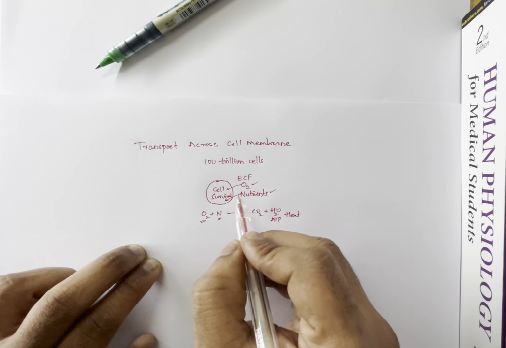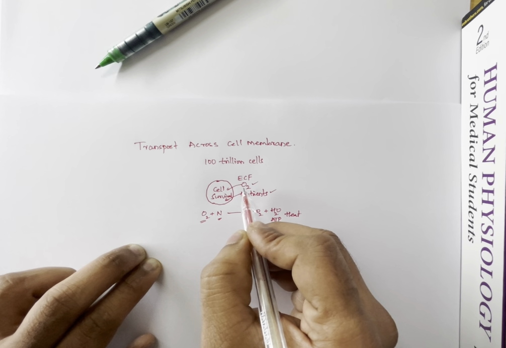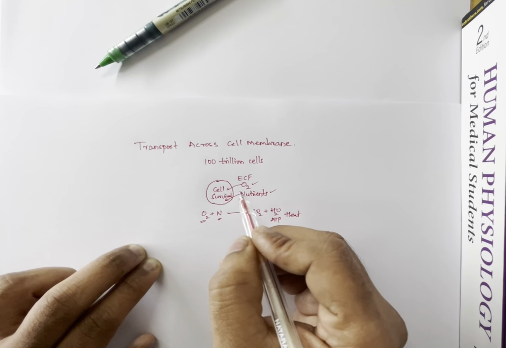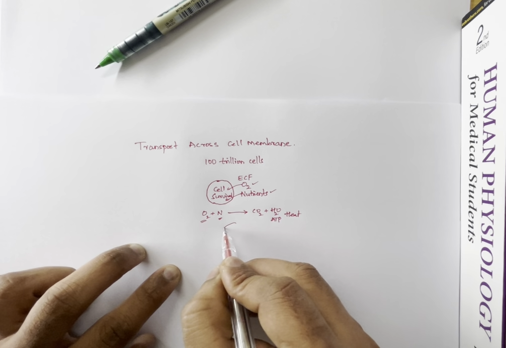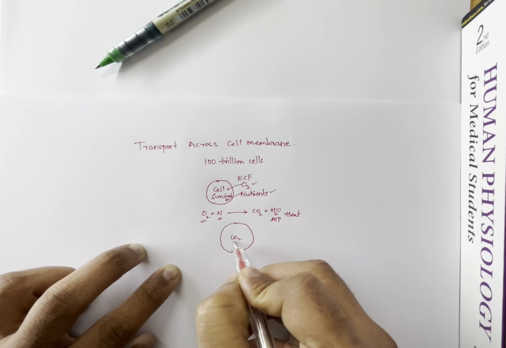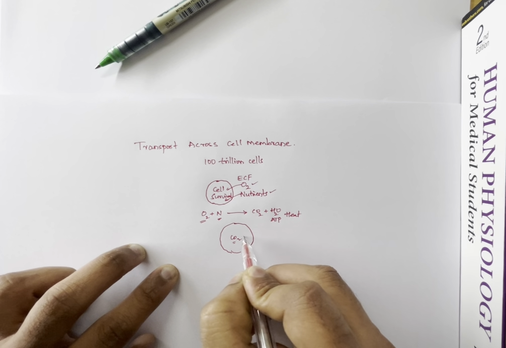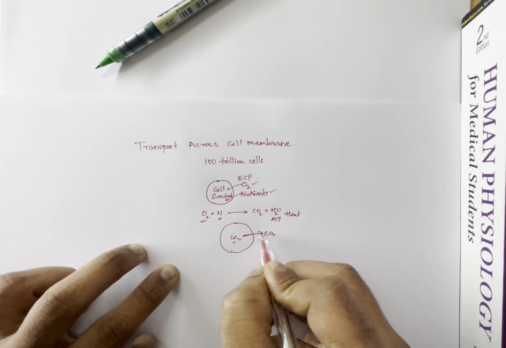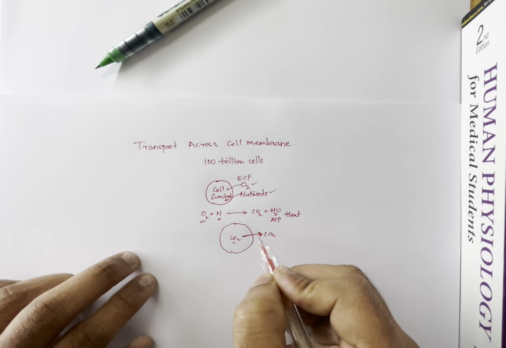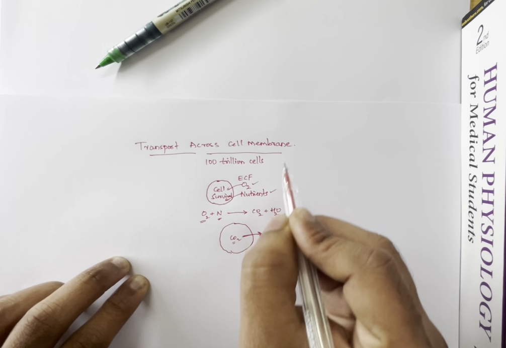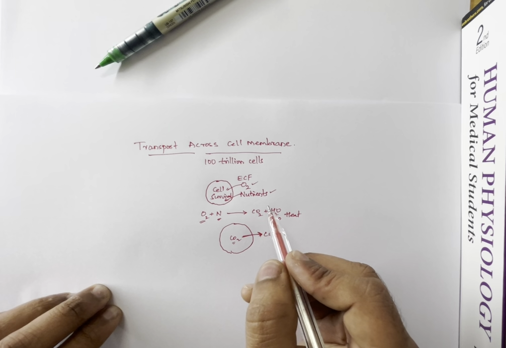Now, how will these substances, oxygen and nutrients, enter the cell, by what mechanisms, we will discuss now. And also, once the metabolic activity of the cell is over, the carbon dioxide that is produced as an end product of metabolism has to move out of the cell. What is the mechanism by which the carbon dioxide moves out of the cell? We'll explain. So, transport across the cell membrane will happen by various mechanisms.